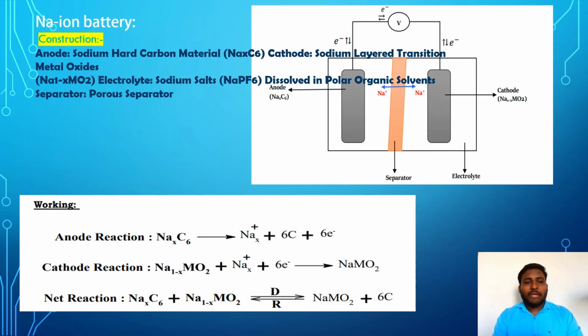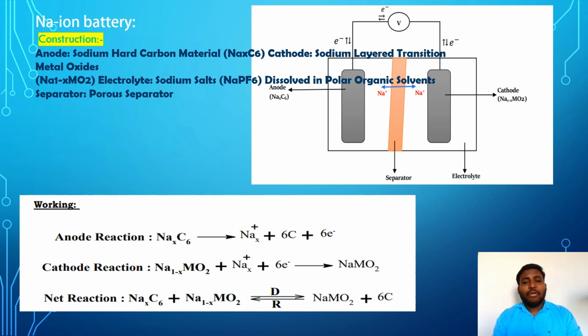Coming to the working of batteries, we are going to deal with the sodium ion battery here. Coming to its construction. Construction consists of anode, cathode, electrolyte and separator. Anode. The anode has sodium hard carbon, which is represented by NaxC6, and the cathode has sodium layered transition metal oxide, which is represented by Na1-xMO2.